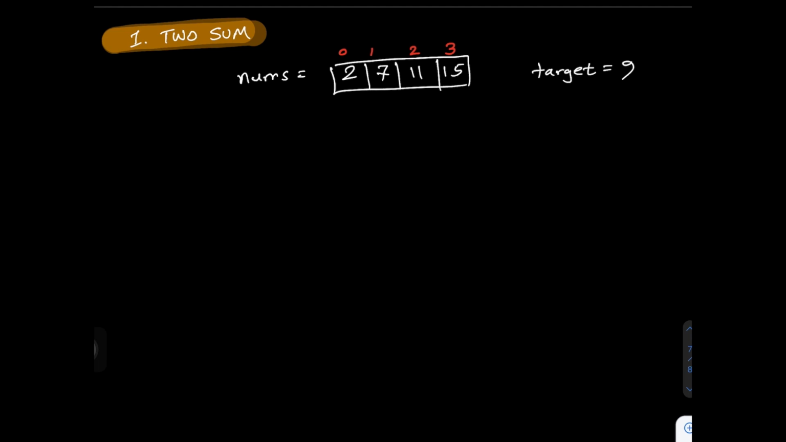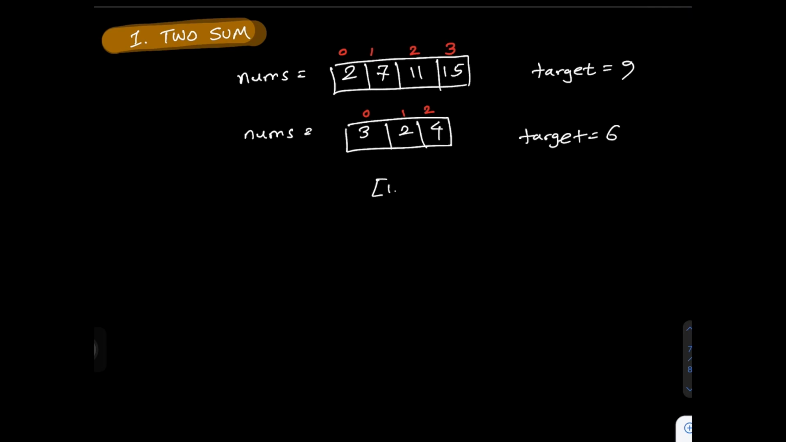The question additionally mentions that each input would have exactly one solution, and we cannot use the same element twice. And the answer could be returned in any order. So let's look at another example. What if nums were, let's say, 3, 2, and 4, okay, and the target that we were given was 6, then what would have been the output? The output would have been 1 and 2.